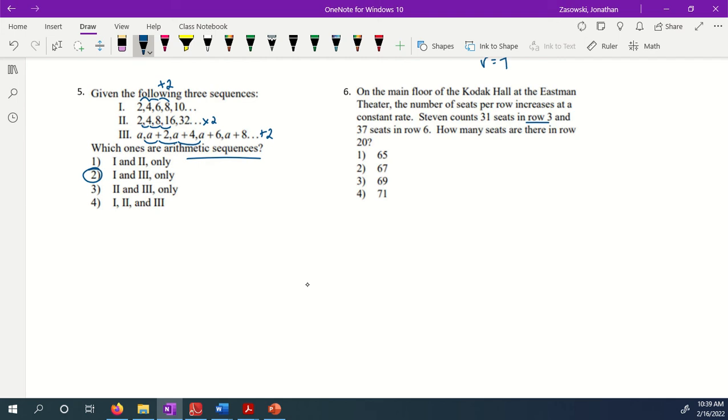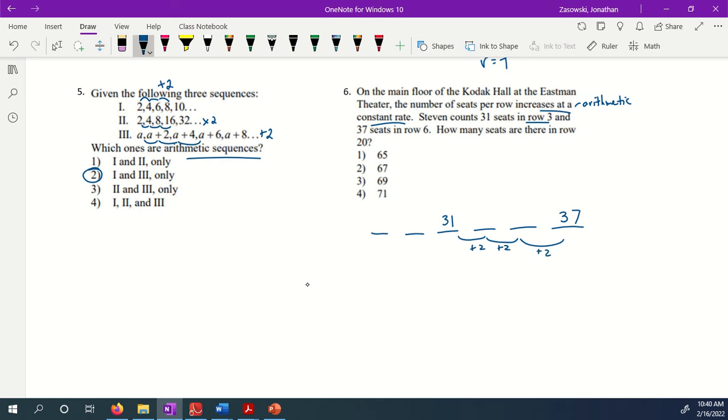Okay, in the main floor of the Kodak Hall of the Eastman Theater, the number of seats per row is a constant rate and increases at a constant rate. Stephen counts the 31 seats in row 3 and 37 in row 6. So you can kind of think to yourself here, there's 6 rows, so we'll make 6 blanks. We know the third row has 31 seats. The sixth row has 37 seats. And it's increasing at a constant rate. That tells us it's arithmetic. So what are we adding to get from these? It's a difference of 6, and there's 3 spots, so we'd have to be adding 2 each time.